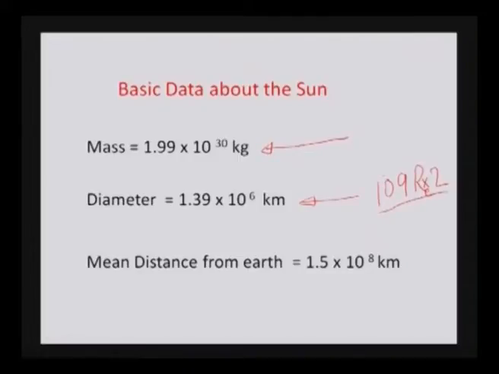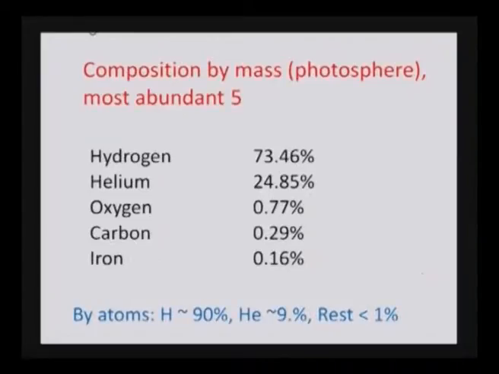109 is quite close to 108, supposed to be a very good number in our Indian culture. Then mean distance from Earth is 1.5 into 10 to the power 8 kilometers. So, these are some of the distances and mass.